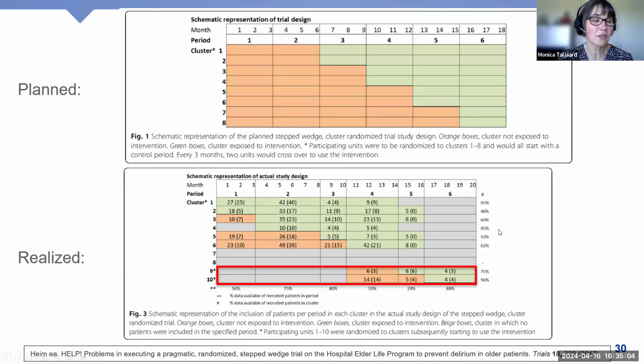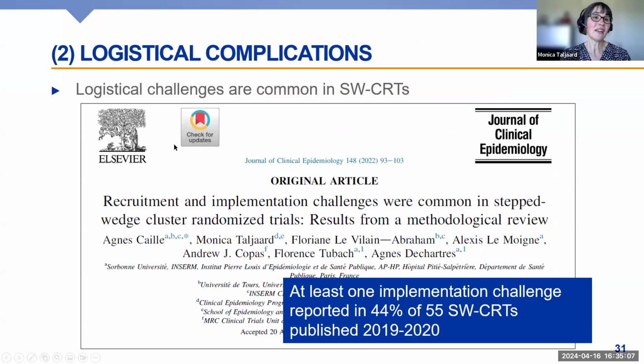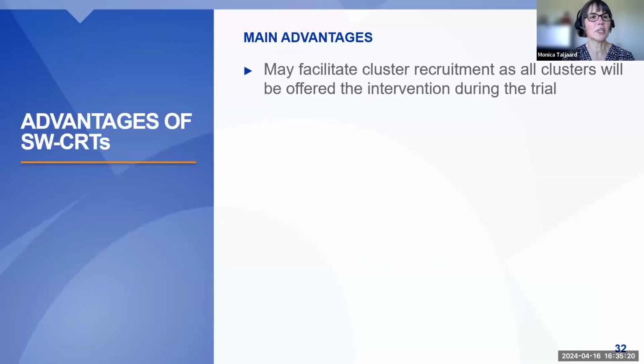So things often go wrong. In fact, we did a systematic review of published stepped wedge trials over a 2-year period, and we found that close to half of these trials had at least one implementation challenge. So investigators should not underestimate the logistical complexities of this design. Okay, so now let me quickly say, what are the advantages of this design? Are there any advantages? Yes, there are some advantages.